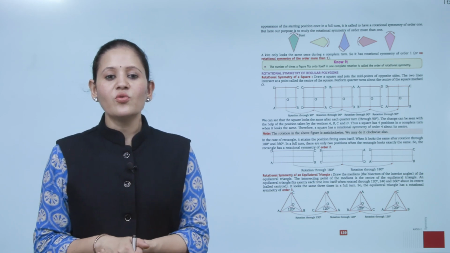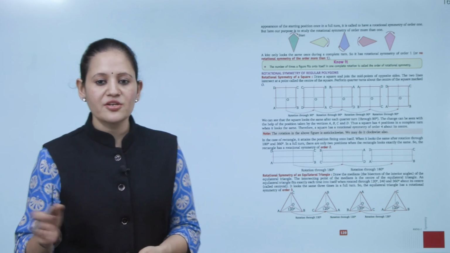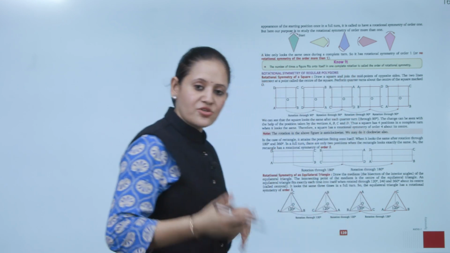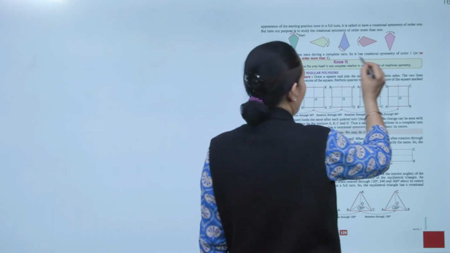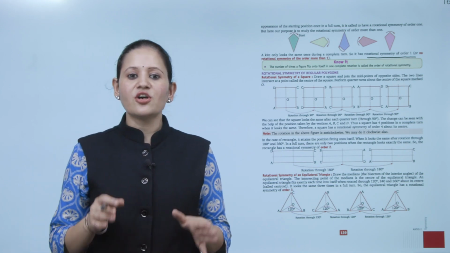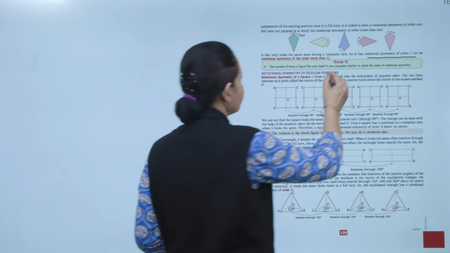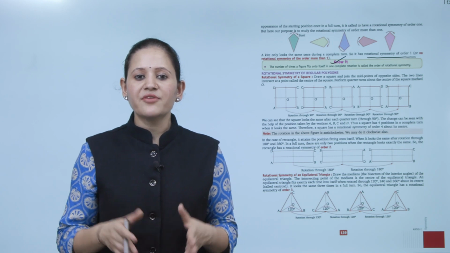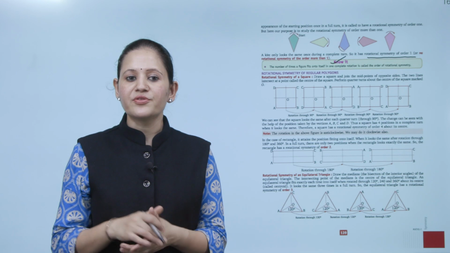So a kite only looks the same once during the complete turn. So it has rotational symmetry of order 1. You can see the kite looks exactly the same as the original position in a complete rotation only once. So it has order of rotational symmetry 1. Rotational symmetry of order more than 1. Know it. The number of times the figure fits onto itself in one complete rotation is called the order of rotational symmetry.